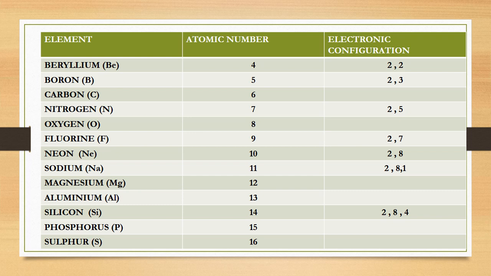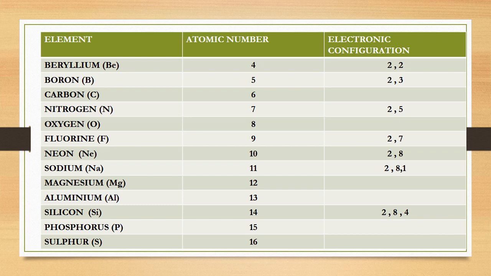Now, coming to sodium, have a look at the sodium. Symbol is Na. What is its atomic number? 11. And then the electronic configuration is written as 2, 8, 1. If we add all this, what do we get? 11, which means if you add the electrons that are written in the electronic configuration, you get the atomic number as well. Is that clear?